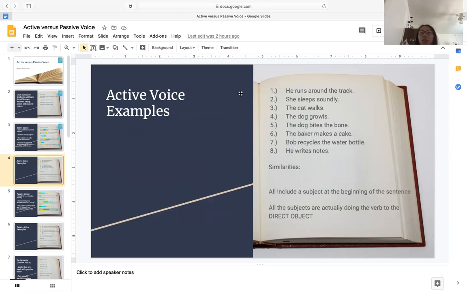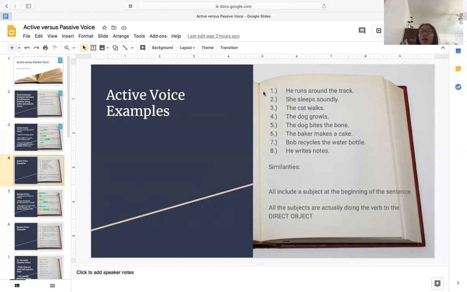He runs around the track. She sleeps soundly. The cat walks. The dog growls. The dog bites the bone. The baker makes a cake. Bob recycles the water bottle. He writes notes.